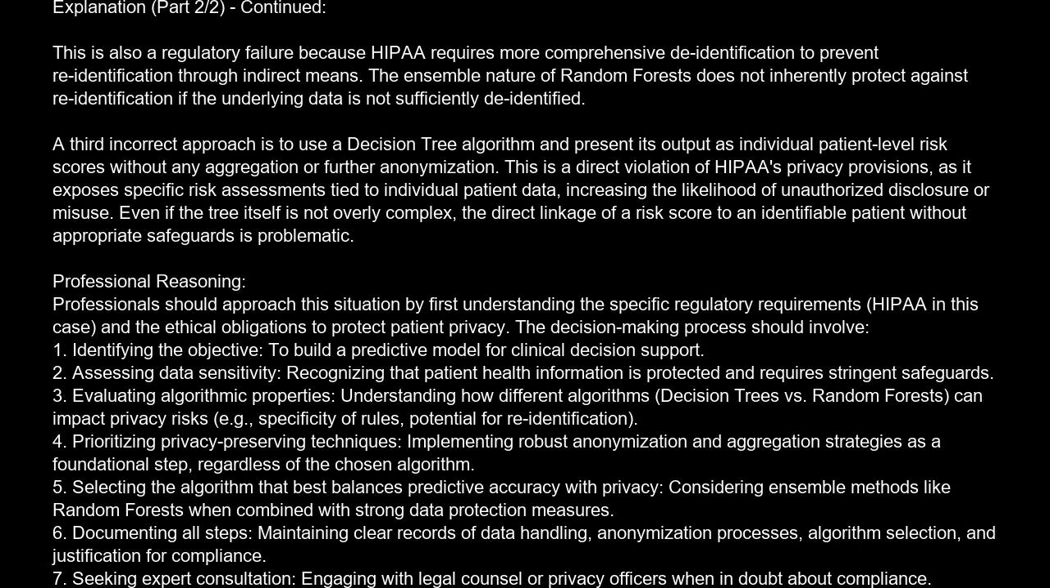5. Selecting the algorithm that best balances predictive accuracy with privacy, considering ensemble methods like random forests when combined with strong data protection measures. 6. Documenting all steps, maintaining clear records of data handling, anonymization processes, algorithm selection, and justification for compliance. 7. Seeking expert consultation, engaging with legal counsel or privacy officers when in doubt about compliance.